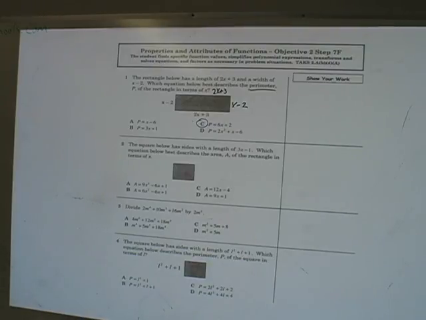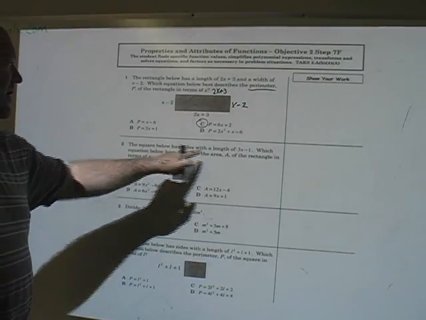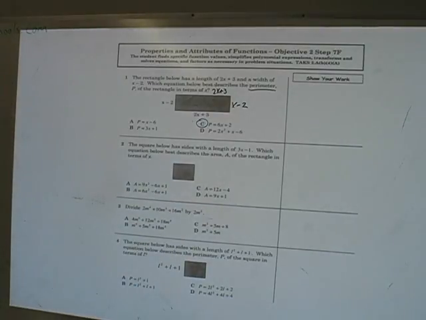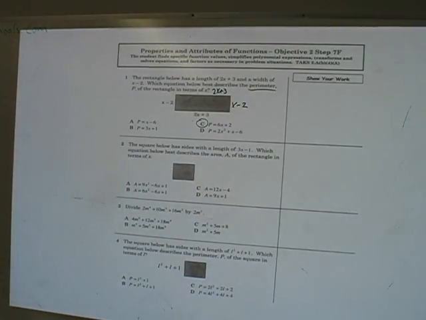Number 2, doing the area of the rectangle. And it's actually a square, and each side is 3x minus 1. So the area of a rectangle is length times width, so you need to take 3x minus 1 times 3x minus 1, and you're going to get answer A.